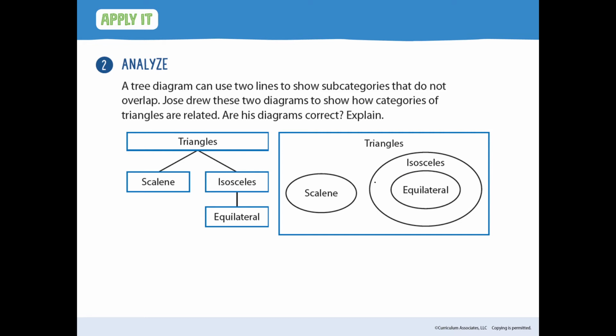And yes, these diagrams are correct. Equilateral triangles are a subcategory of isosceles triangles because they have at least two equal sides. Scalene triangles have all sides of different length, so they cannot be isosceles or equilateral, but they are a subcategory of triangles. Both diagrams show that relationship.